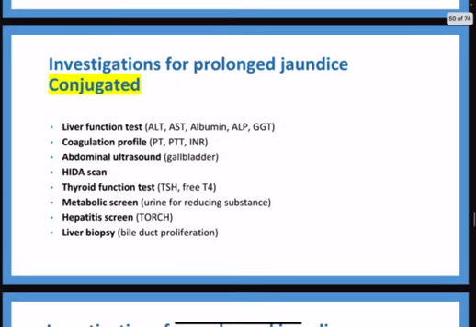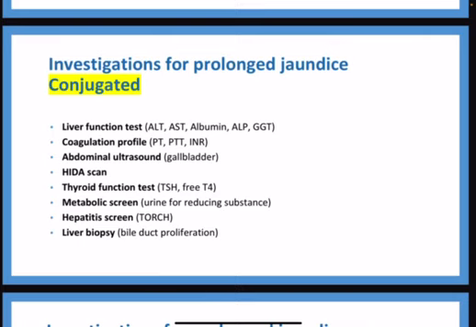Okay, investigations for conjugated bilirubin. If we're talking about a newborn, in addition to the liver function tests, we do a hemolytic profile. But if it's conjugated, I have to rule out sepsis, which can cause conjugated hyperbilirubinemia, I have to rule out thyroid disorder, and I have to rule out metabolic disorders like galactosemia, for example. I need to send a whole lot of tests in conjugated hyperbilirubinemia: metabolic screen, TORCH profile, and sometimes a liver biopsy is needed.